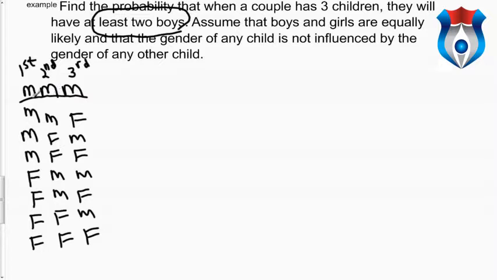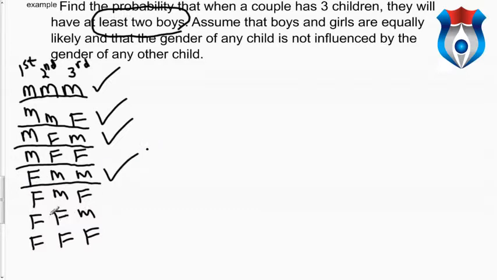In the first row, I see there are 3 boys, so the first row fits the criteria of having at least 2 boys. The second row has 2 boys also, so that fits. The third row, 2 boys also, so that fits the criteria. Now the fourth row, there's only 1 boy. The oldest is a boy, but the middle and the youngest child are girls, so that one does not fit the criteria. The fifth row has at least 2 male children, 2 boys. The sixth row, only 1 boy, the middle child. The seventh row, only 1 boy, the last child. And the eighth row, there are no boys at all.